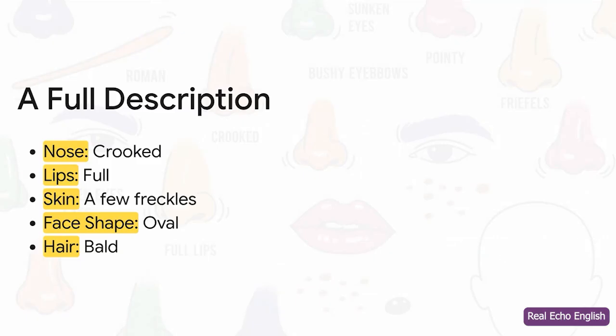We've gone from some vague idea to this: a crooked nose, full lips, a few freckles on an oval-shaped face, and he's bald. Every single one of those bullet points adds another specific, clear layer, building a much richer and more memorable image in our minds.